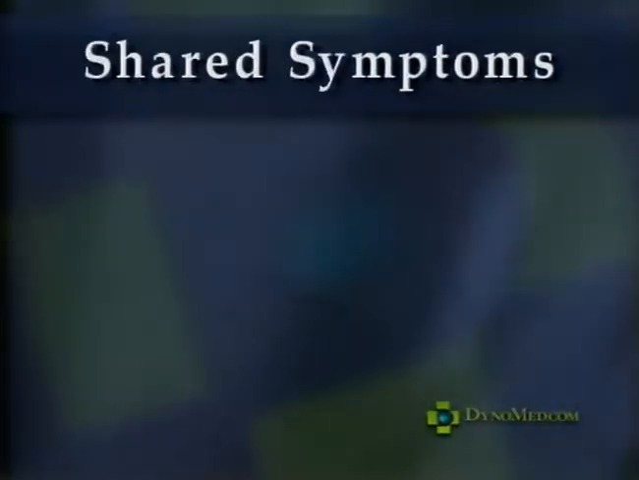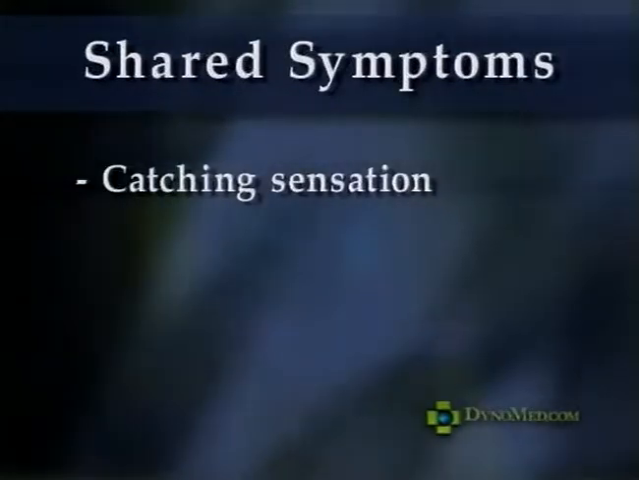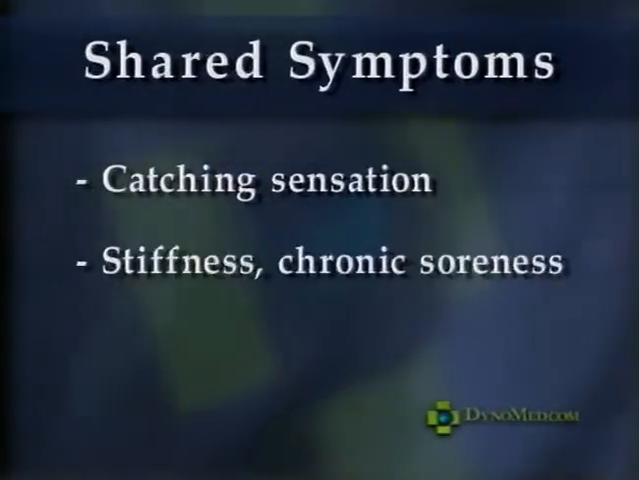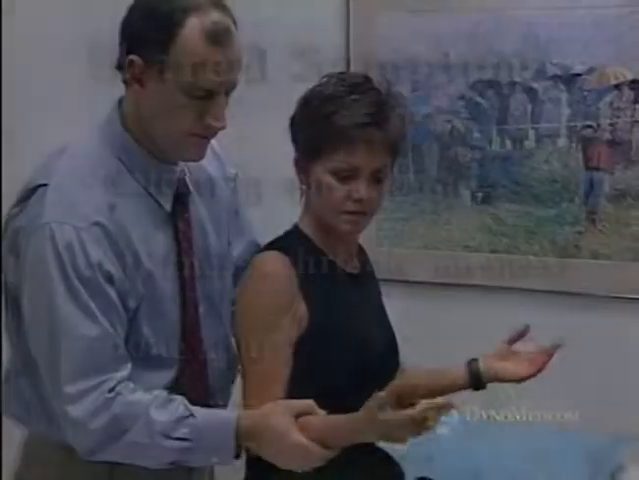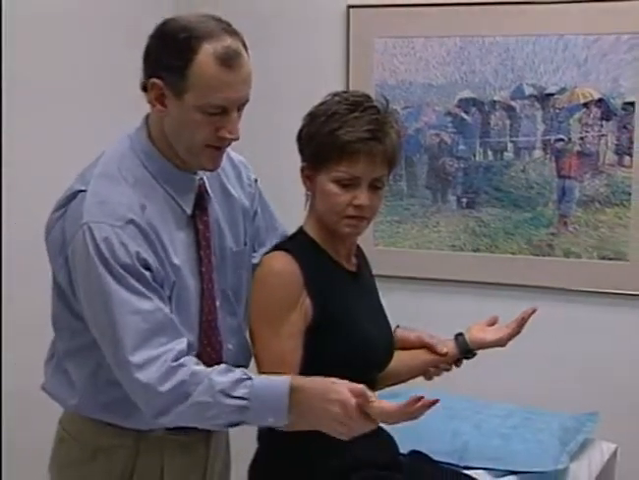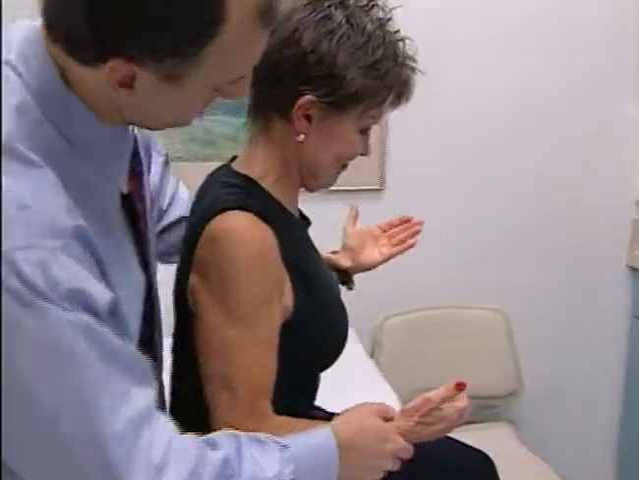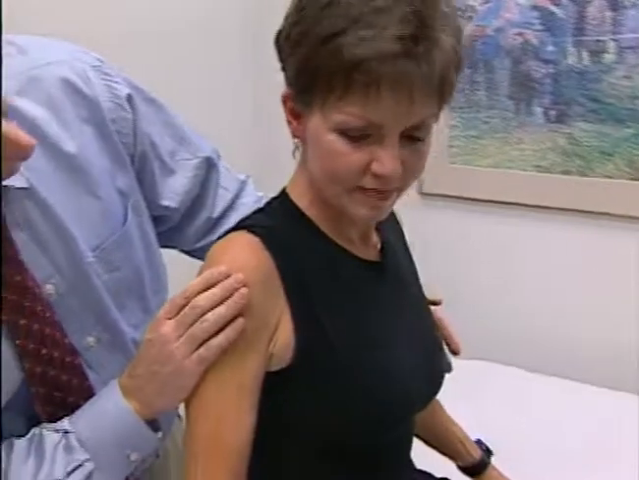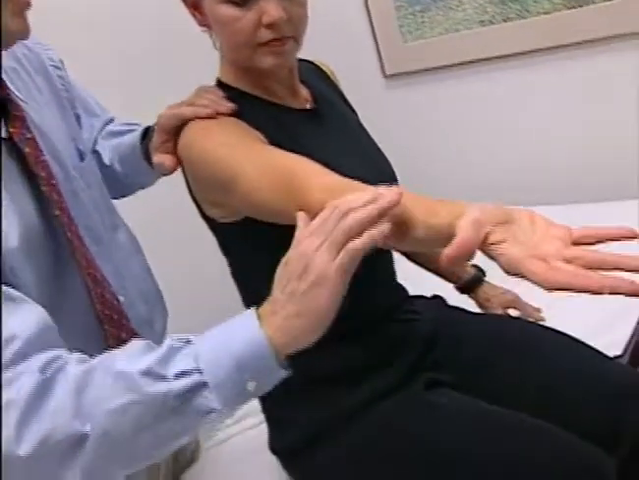The conditions may overlap and share common symptoms, such as a catching sensation when you try to move the arm, stiffness or chronic soreness, and the presence of bone spurs. On some occasions, cuff tears are gradual and progressive, producing no apparent symptoms but an increasing weakness in the shoulder joint. There may be tears affecting both shoulders.